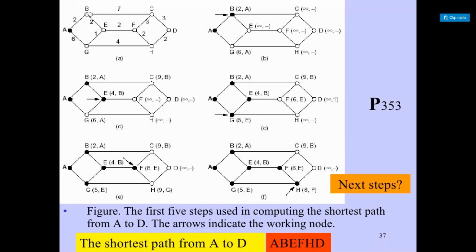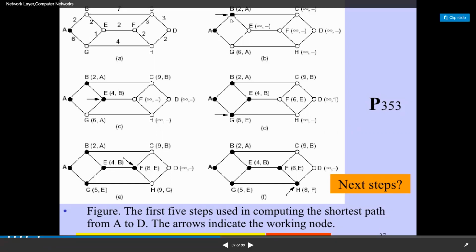So we'll go from A to B. We are at B. A to B, the distance is 2. Now from B to C we have 7, and B to E we have 2. Now in the third step we move from B to E. In the fourth step, E to G and E to F. E to F is 2. E to G is 1. So now in the fourth step we are here.